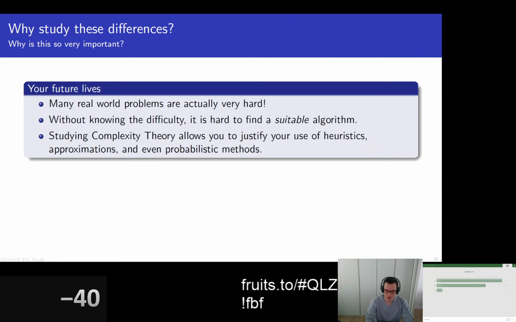And this often goes wrong, because as it turns out, there are many companies out there, many well-intentioned people, who are solving problems with heuristics, approximations, or even probabilistic methods, right? Algorithms that use some randomness to get to an answer, because they think they're solving a hard problem, but actually they're solving an easy problem in an inefficient way. So knowing whether a problem is easy or hard allows you to justify your use of these approximations.